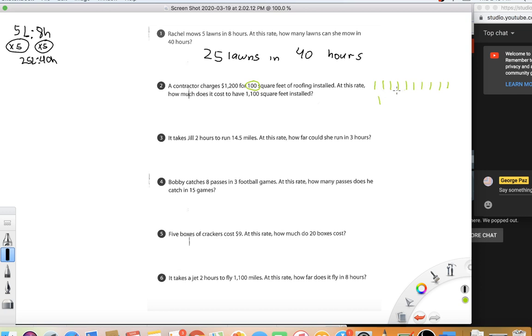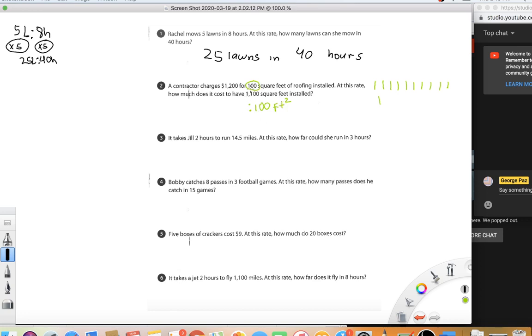So how many times did I skip count by 100 to get to 1,100? 1, 2, 3, 4, 5, 6, 7, 8, 9, 10, 11. I did it 11 times. So I need to do 100 times 11 to get to this number. Let me write the ratio first: 100 square feet. You can also say feet squared. So you know when we do our area, square feet, it's feet squared.